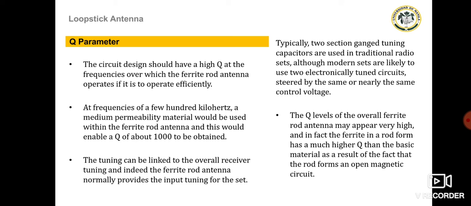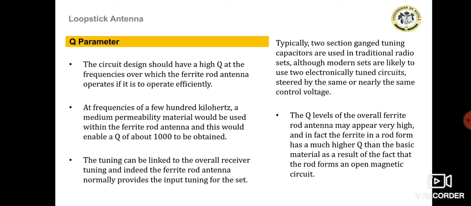When used in a portable receiver, the tuning can be linked to the overall receiver tuning, and indeed the ferrite rod antenna normally provides the input tuning for the set. Typically, two section gang tuning capacitors are used in traditional radio sets, although modern sets are likely to use two electronically tuned circuits, steered by the same or nearly the same control voltage.